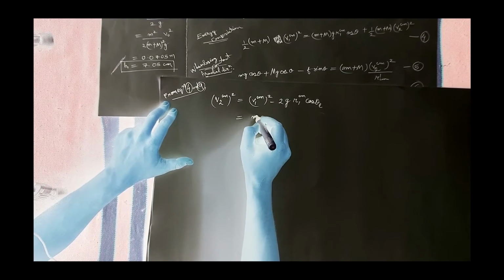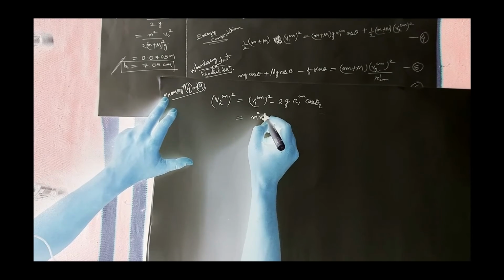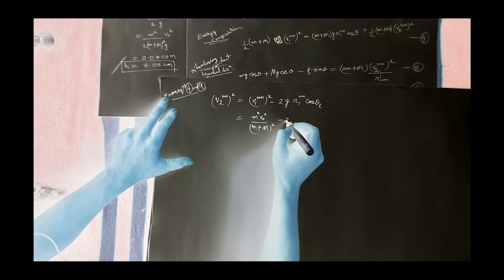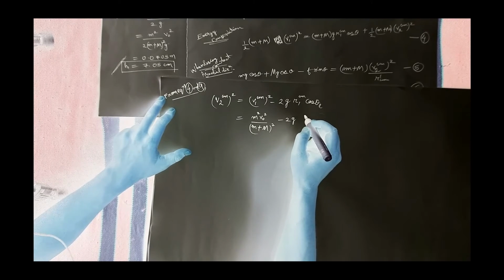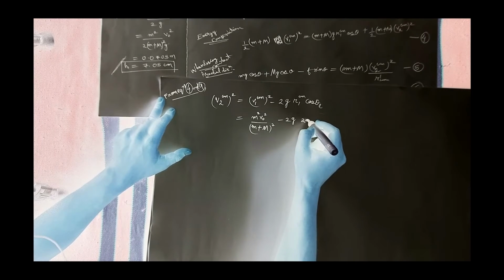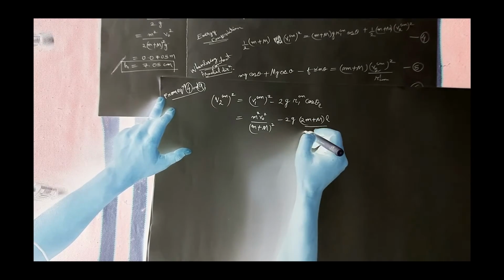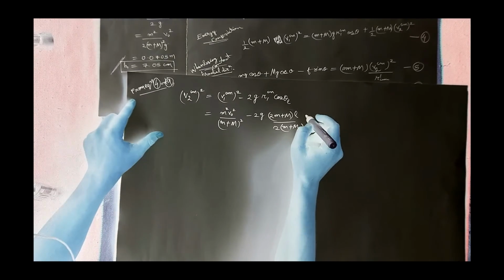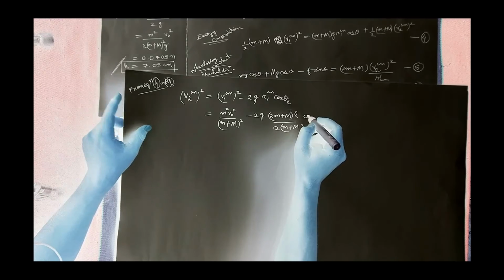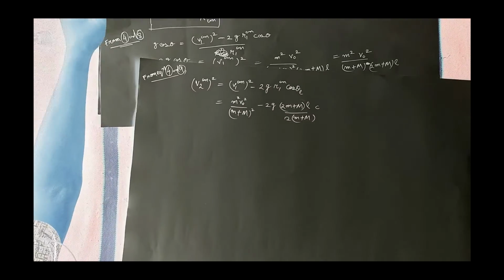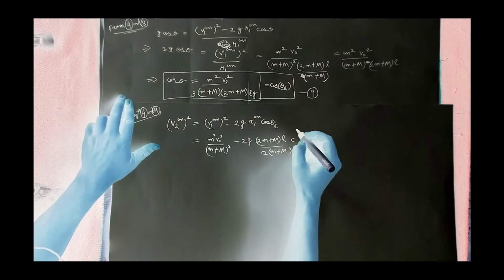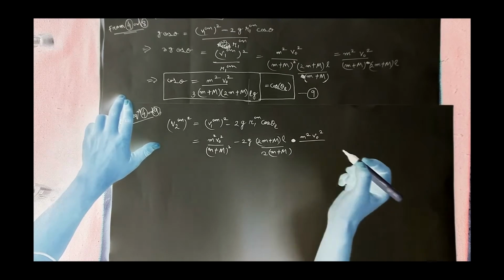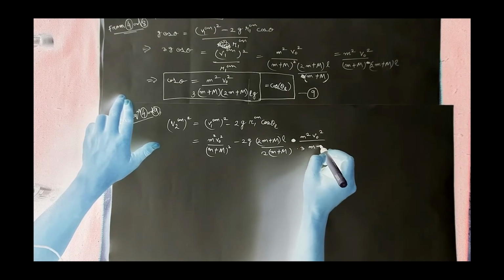My v1 cm value I know, that is m square v naught square by small m plus capital M whole square, minus 2g times R1 cm. I know the R1 cm value that I have taken out: it is 2 small m plus capital M, L by 2 small m plus capital M. Then cos theta L, the value from equation 9, is m square v naught square by 3 small m plus capital M.